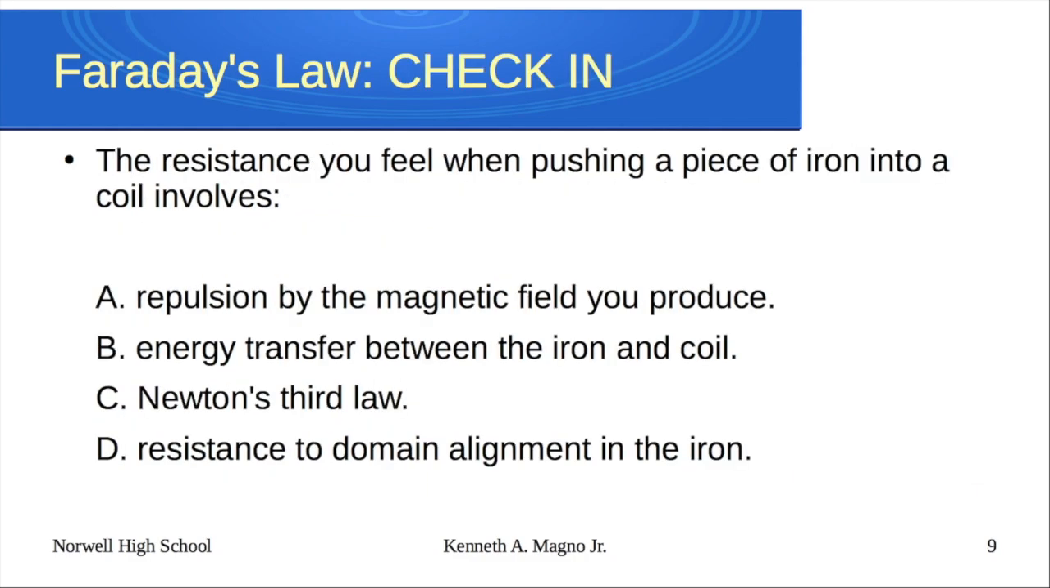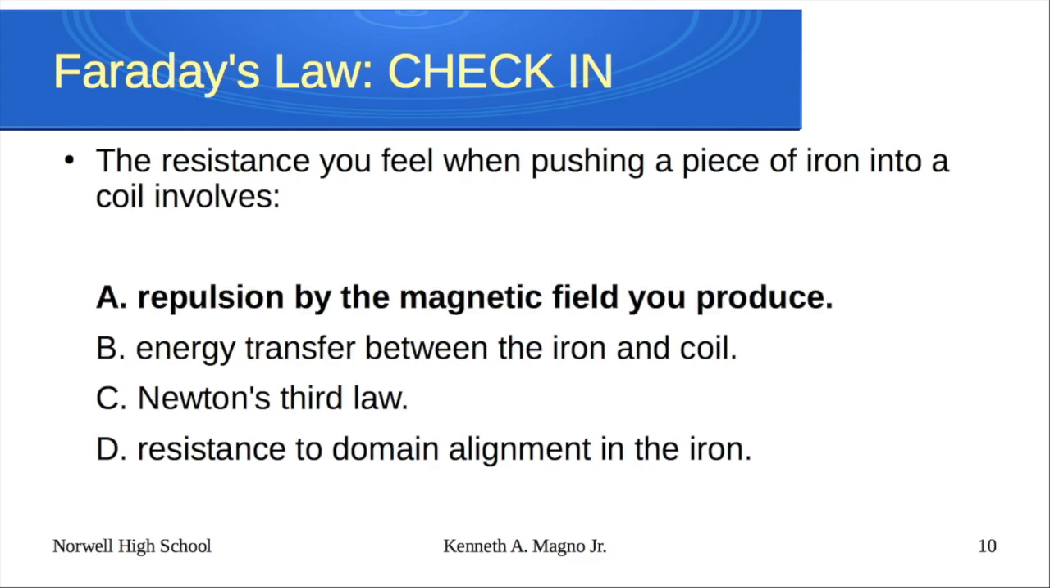The resistance that you feel when pushing a piece of iron into a coil involves repulsion by the magnetic field you produce, the energy transfer between the iron and the coil, Newton's third law, the resistance to domain alignment in the magnet. And it's the repulsion by the magnet you induced, or produced, I should say. Again, because Lenz's law tells you that if I push it in, the magnet I create is repelling me. But if I tried to pull it out, the magnet that I create is trying to attract me.